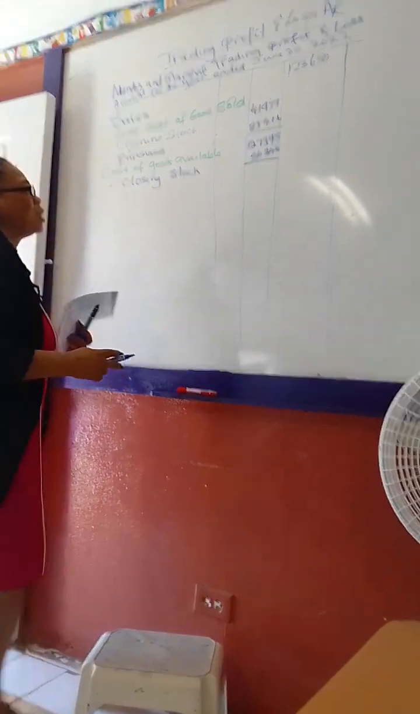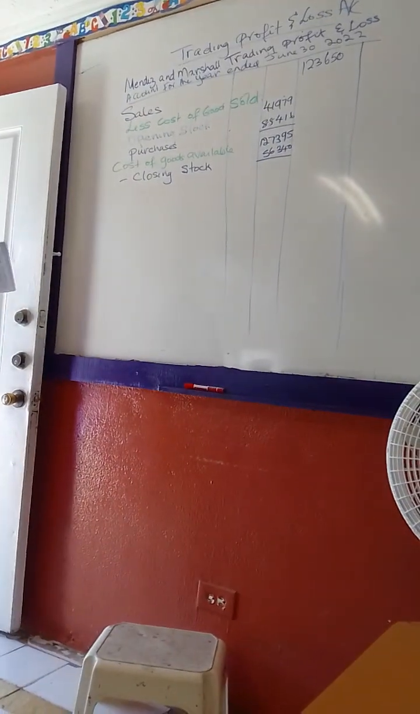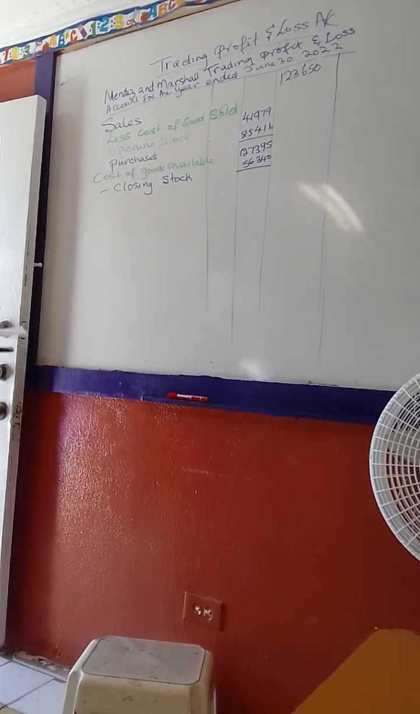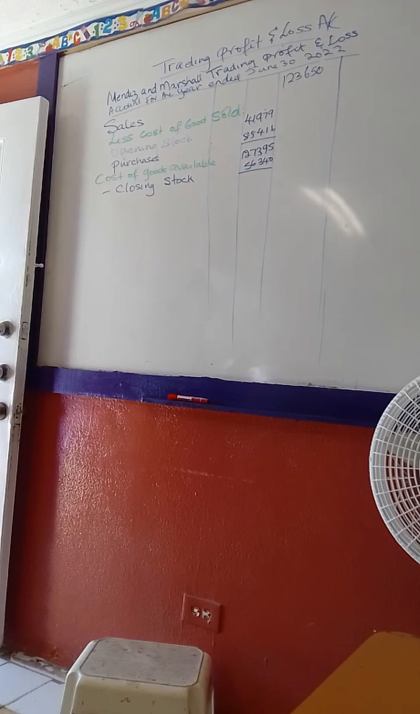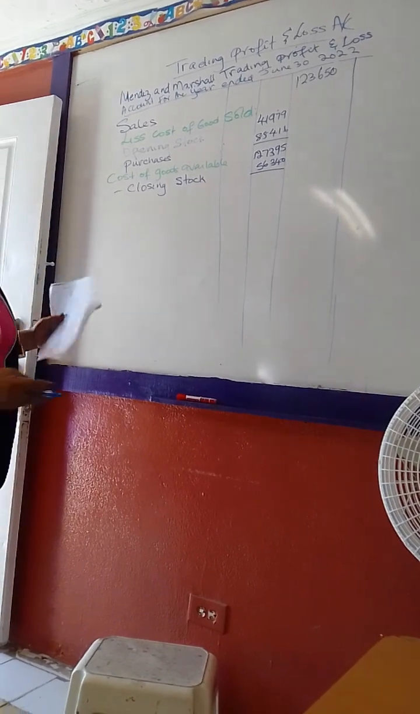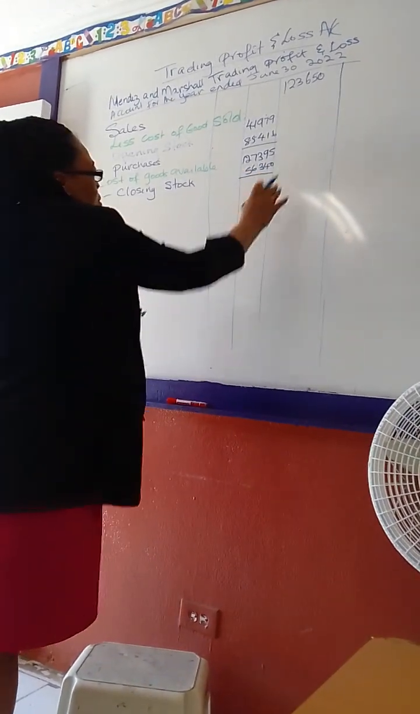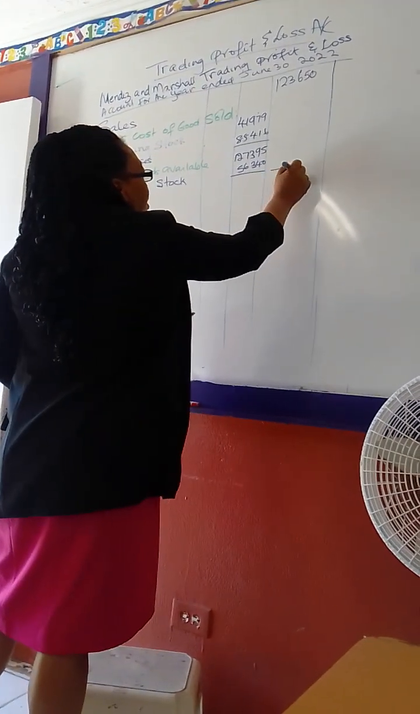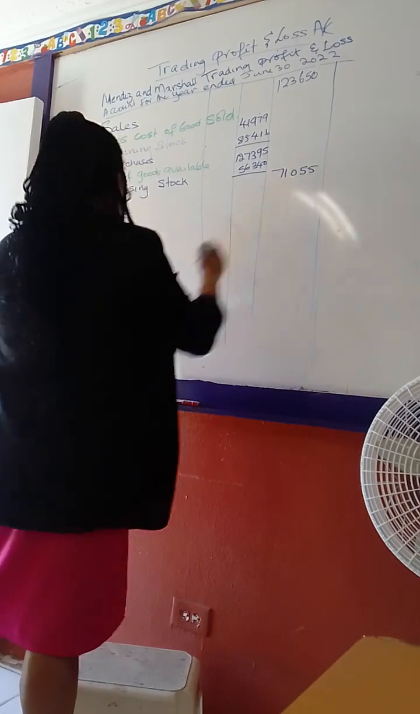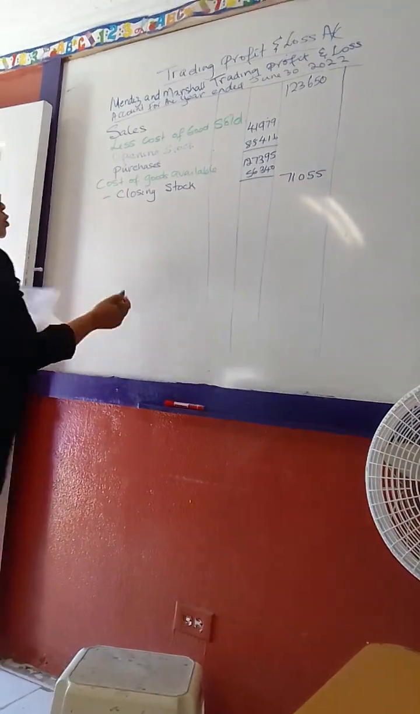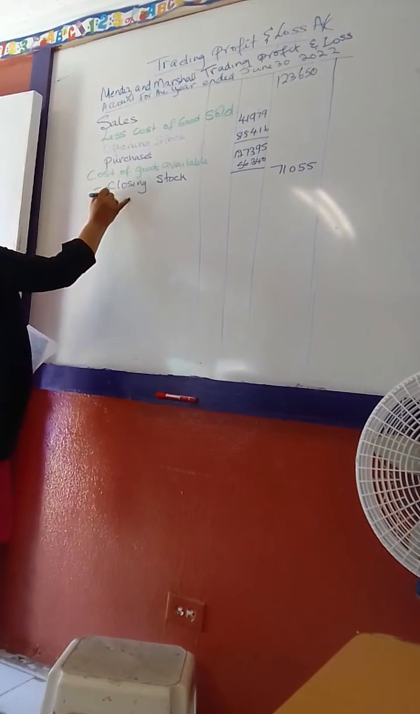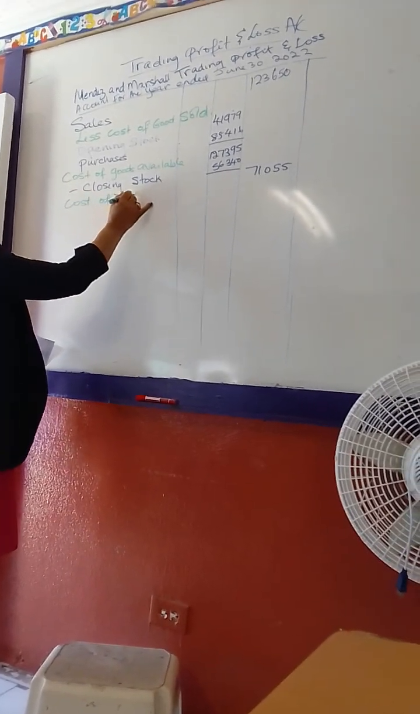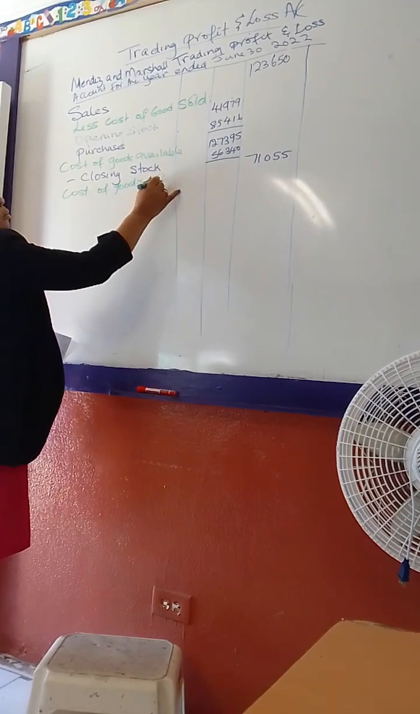Calculator at work. We subtract 56,340 from 127,395, and the difference is going to come over here: 71,055. And this is my cost of goods sold figure.